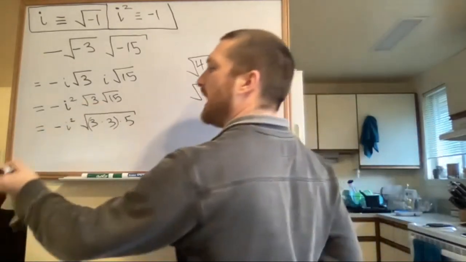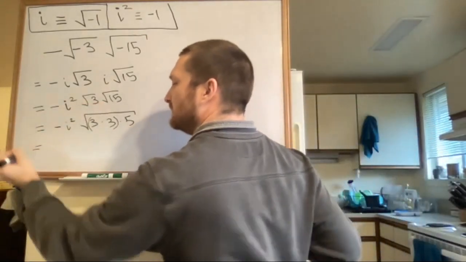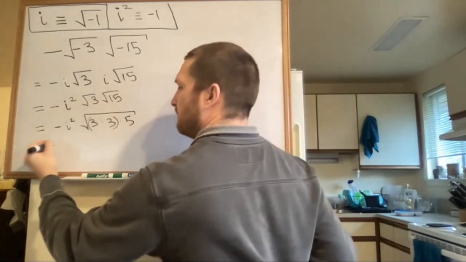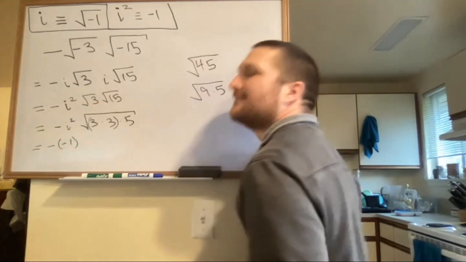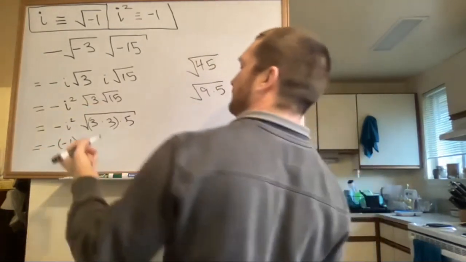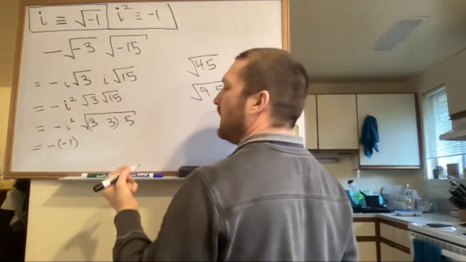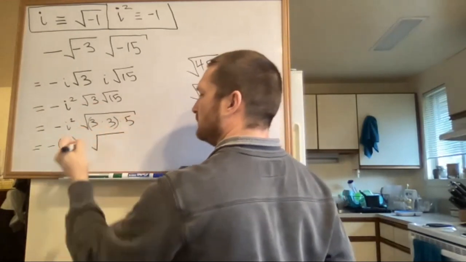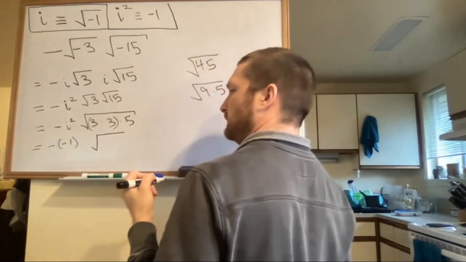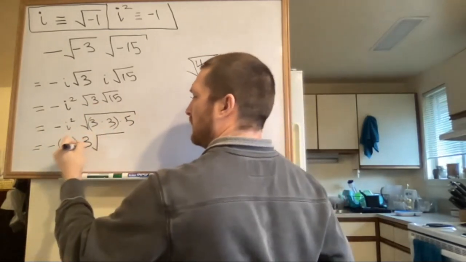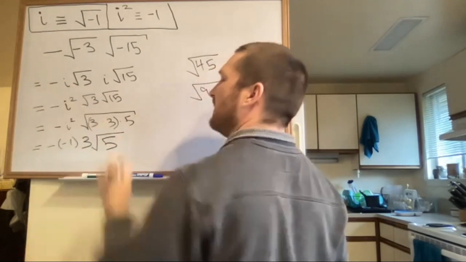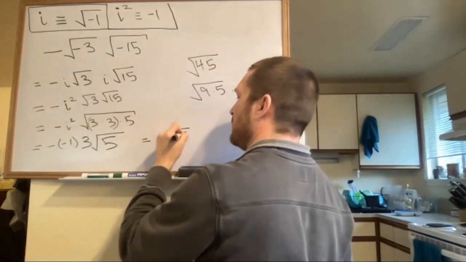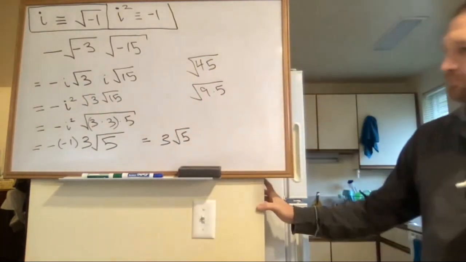I liked what you said about i. What can we do to i right now? Well, i squared is negative one, and then a negative negative one is just a positive one. And what about this root? How do I rewrite it in its simplified form? You can take out a 3, and then it's just the square root of 5. So a negative negative one is a positive one, and this works out to just be 3 root 5.